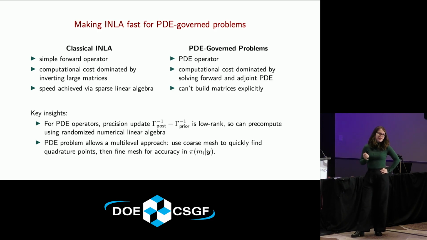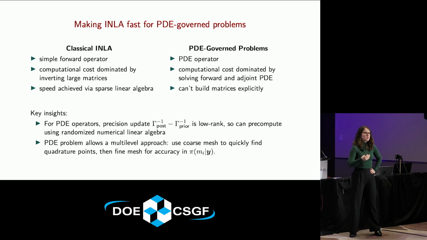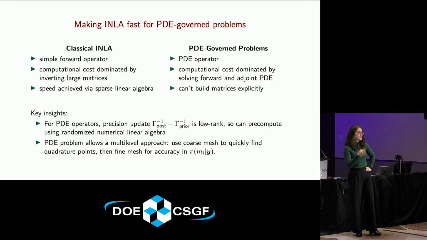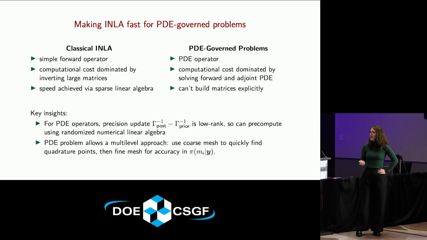The key insights that I've used to make this fast are that for PDE operators, the precision update, meaning the inverse posterior covariance minus the inverse prior covariance, is a low rank operator because of basically smoothing properties of the PDEs I'm using. So that update is something that we can pre-compute using randomized numerical linear algebra and then store a low rank approximation of that rather than having to go back to the PDE every time. This basically has the result of not having to apply the PDE over and over again and just having a low rank approximation that we can use instead, which is much faster.